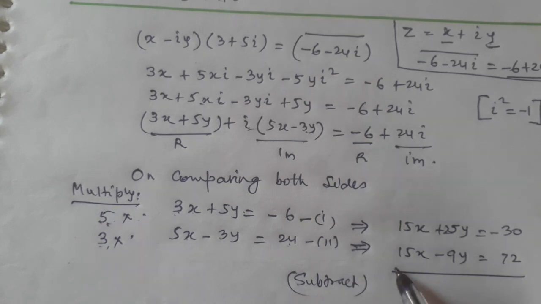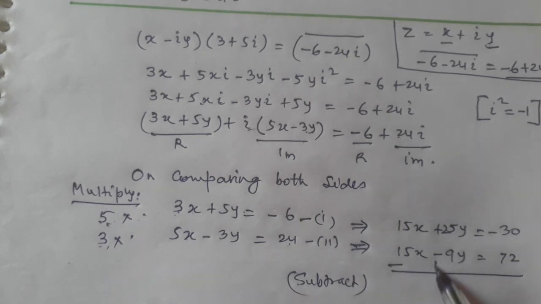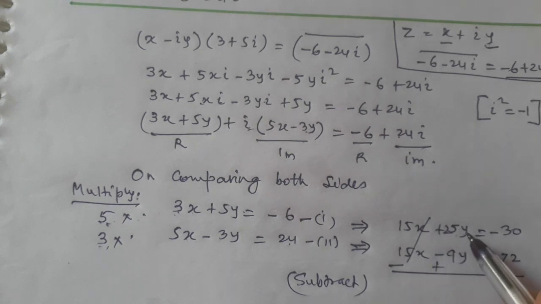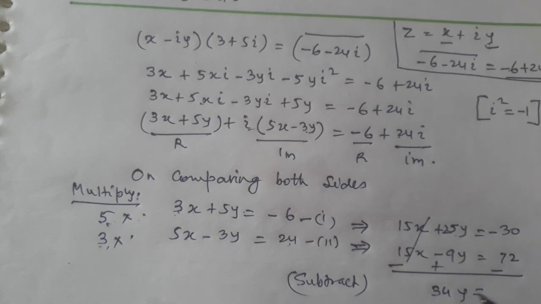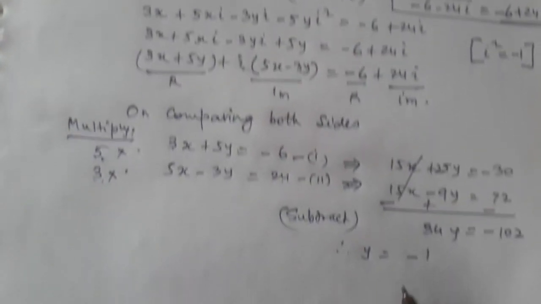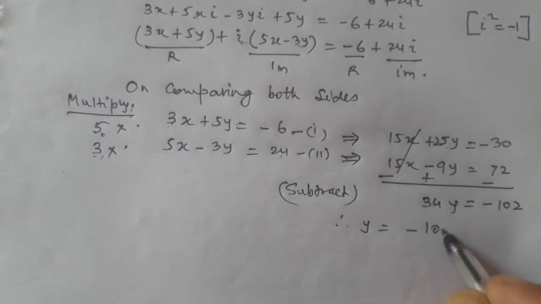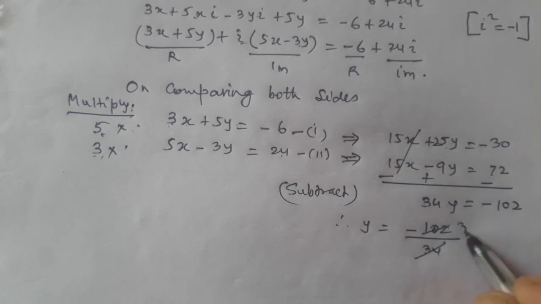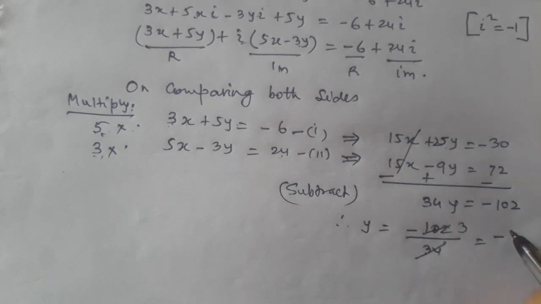Now subtract, so the signs will be changed. The 15x will cancel. 25y plus 9y is equal to 34y, equal to minus 30 minus 72. Both are minus, so adding 30 and 72, it will be minus 102. So y equals minus 102 by 34. It will be cancelled by 34, so y is equal to minus 3.